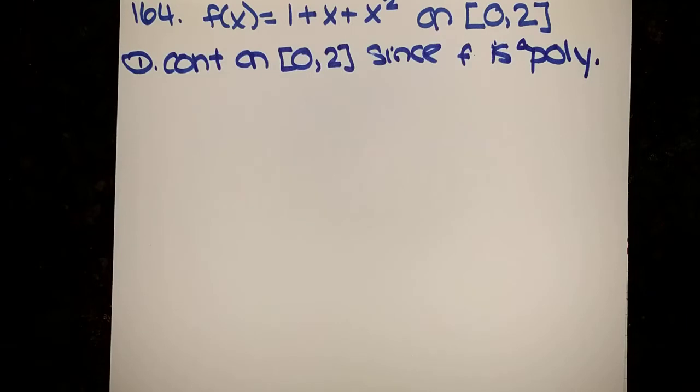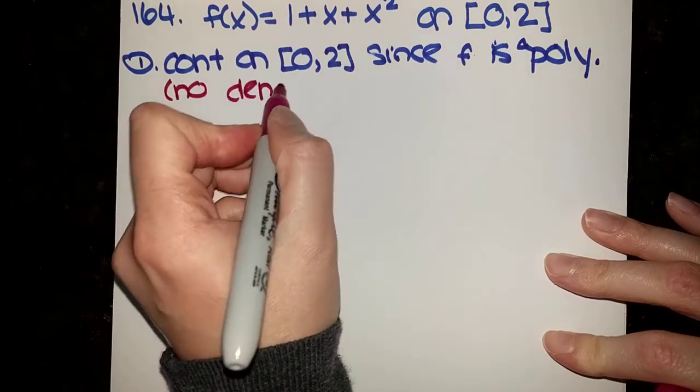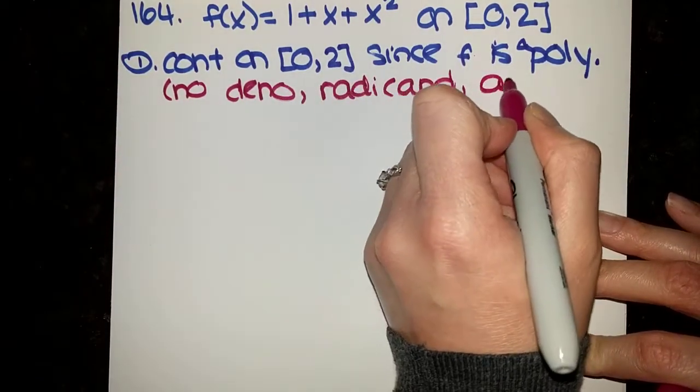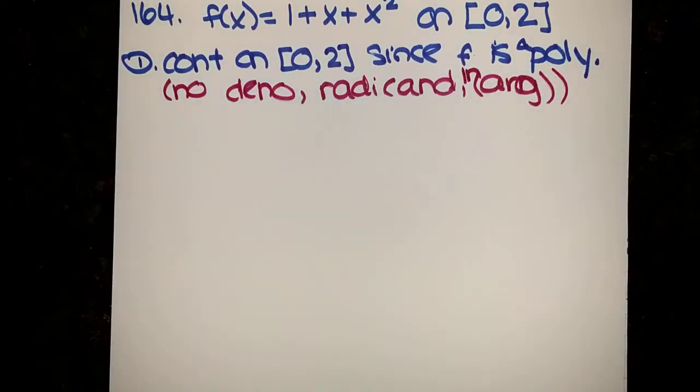Let's use complete sentences here. Really what you're focusing on is that there's no denominator, there's no radical, and there is no argument for the natural log. So those are the issues that potentially you could have, and we don't have any of that. It's a polynomial, so the function is continuous.